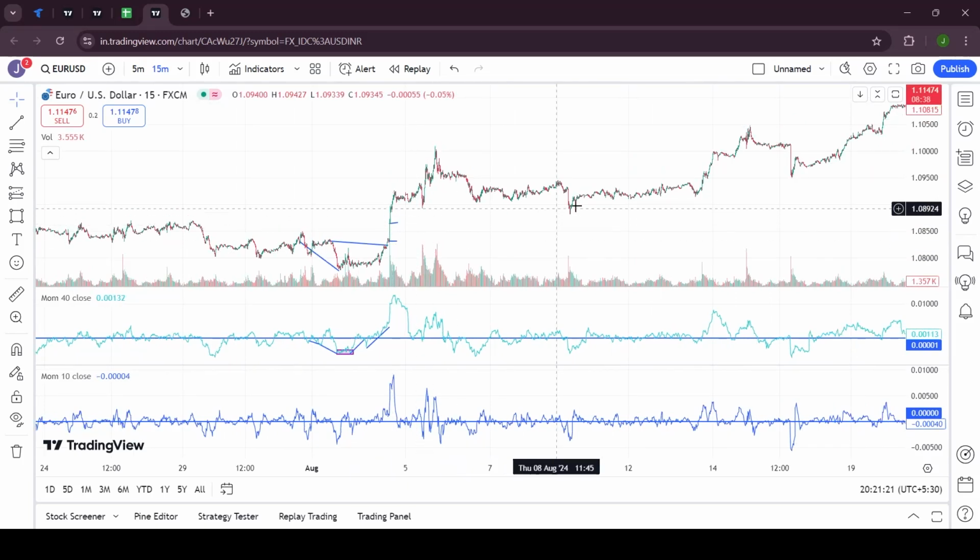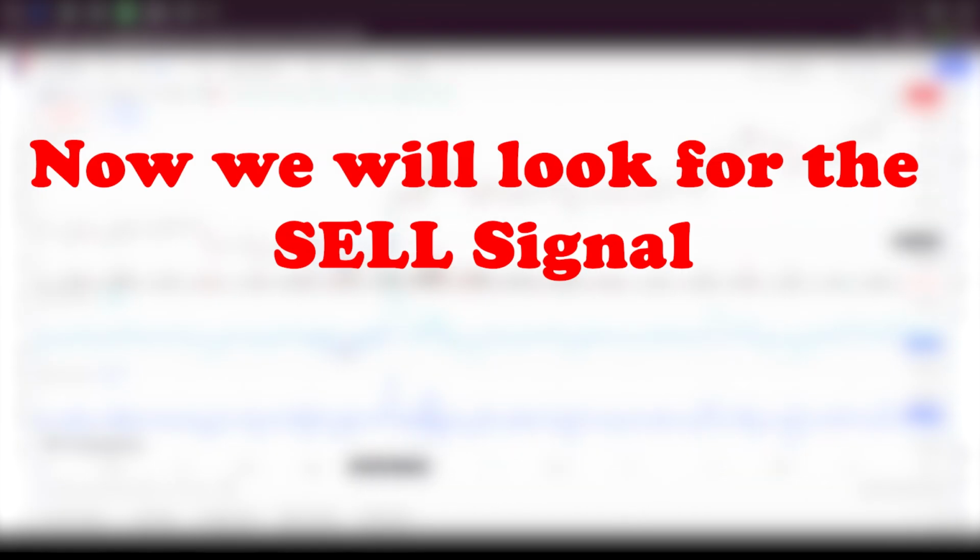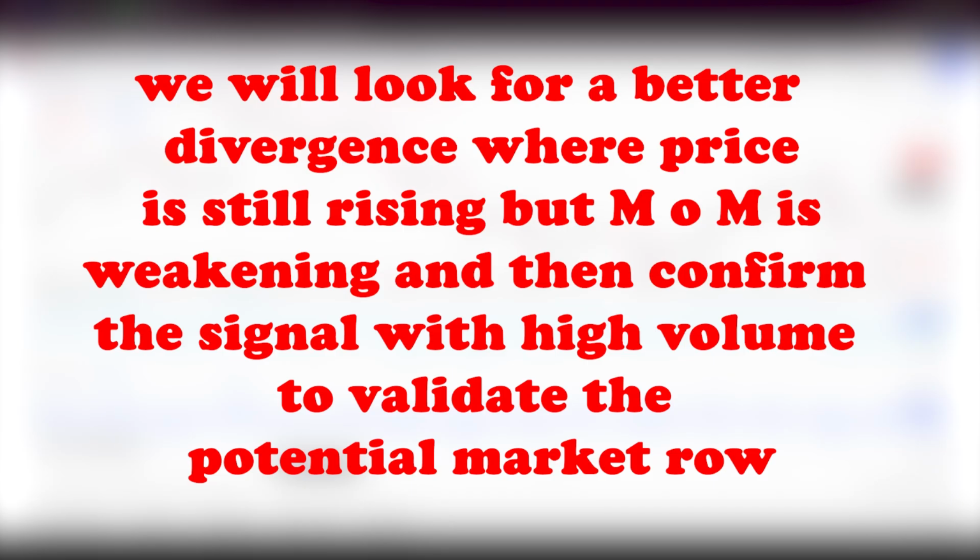This was how to use MOM and volume confirmation for a buy signal, and now we will look for the sell signal. Similarly, for a sell signal, we will look for a bearish divergence where the price is still rising but MOM is weakening, and then confirm the signal with high volume to validate the potential market reversal.